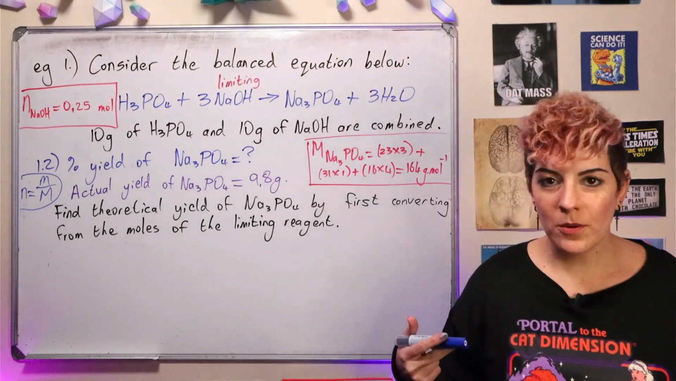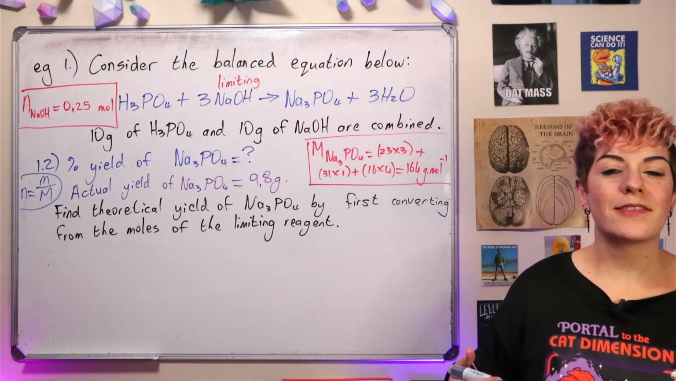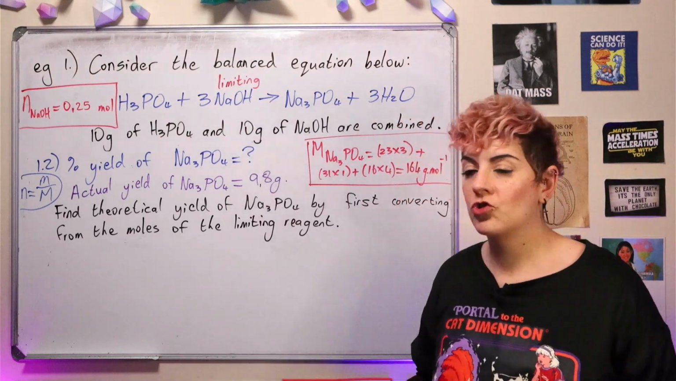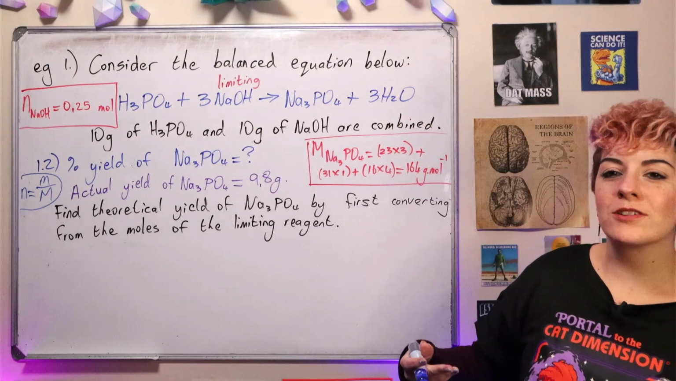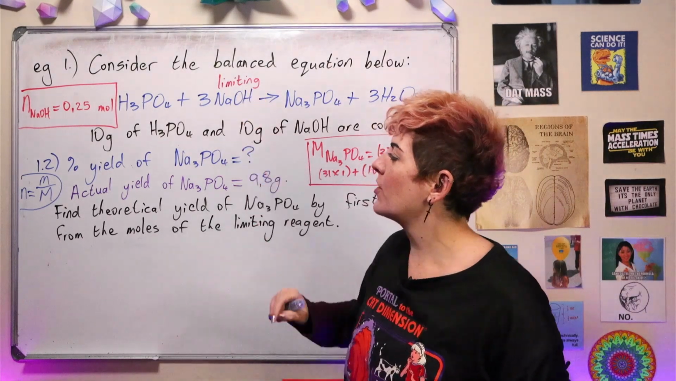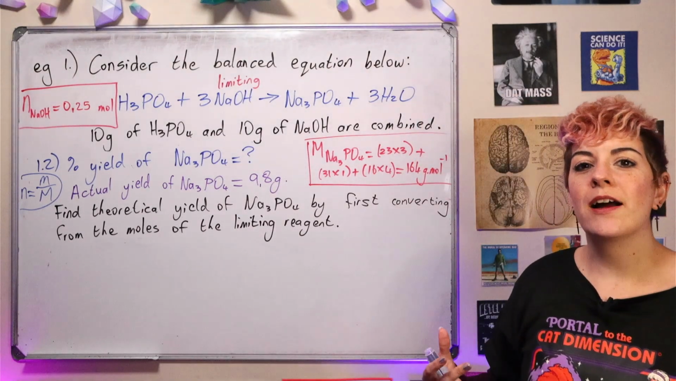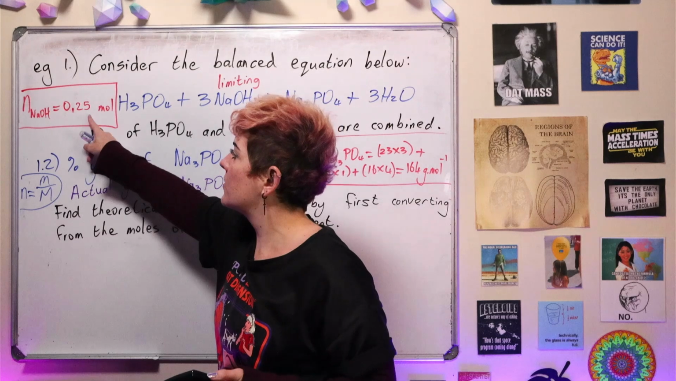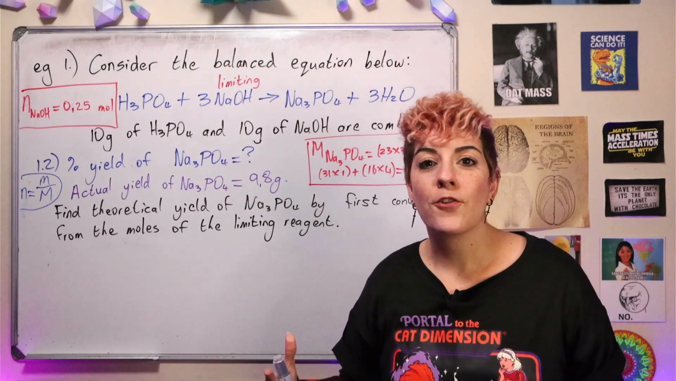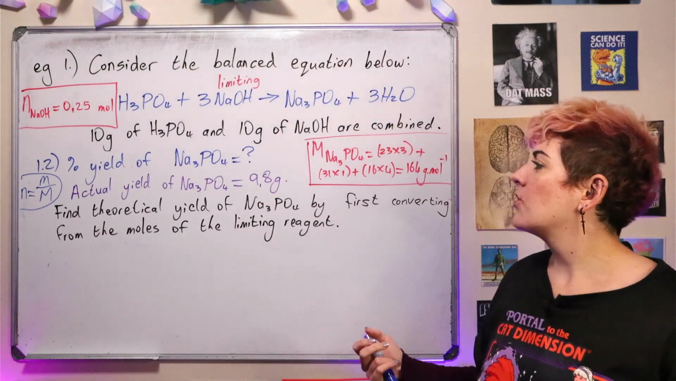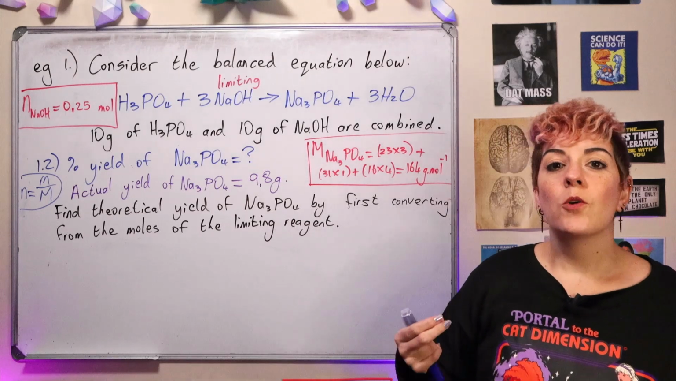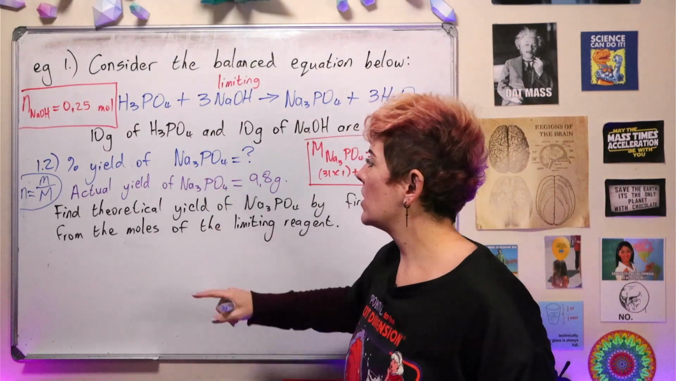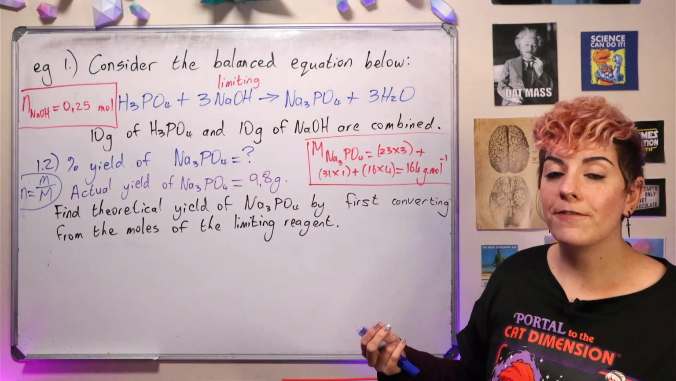Okay, so we've just completed 1.1 where we found out that the limiting reagent for this reaction is NaOH, sodium hydroxide. You'll see I've now written limiting in red above it. I also wrote down the moles of that NaOH, our limiting reagent, as 0,25 moles from the previous question. So now in 1.2, we are being asked to find the percentage yield of Na3PO4 or sodium phosphate.